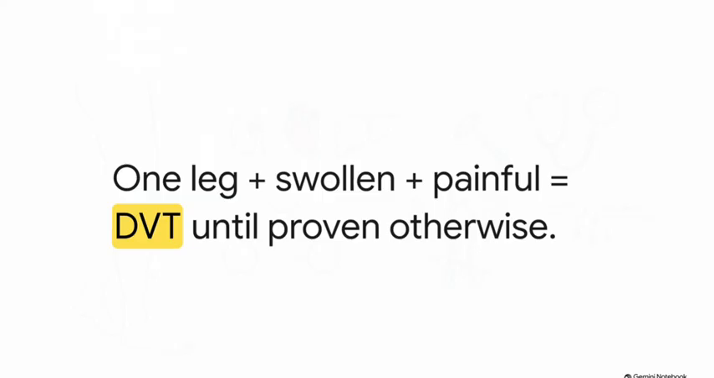DVT is by far our most dangerous suspect. A blood clot in the deep veins of the leg can actually break off and travel straight to the lungs, which is totally life-threatening. So this specific equation, it's your absolute red alert.